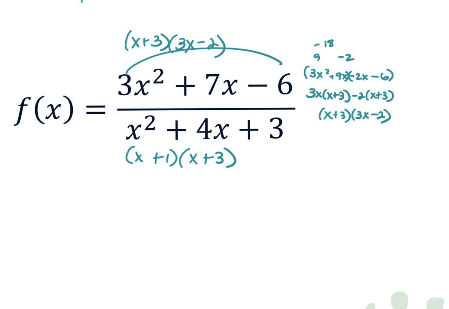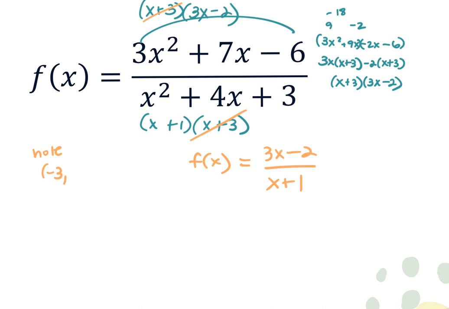So what cancels this time? X plus 3, which means there's going to be a hole there. There's a hole where that equals 0. If I set x plus 3 equal to 0, then I'd get a hole at x equals -3. So then moving forward, I'm working with (3x minus 2) over (x plus 1).